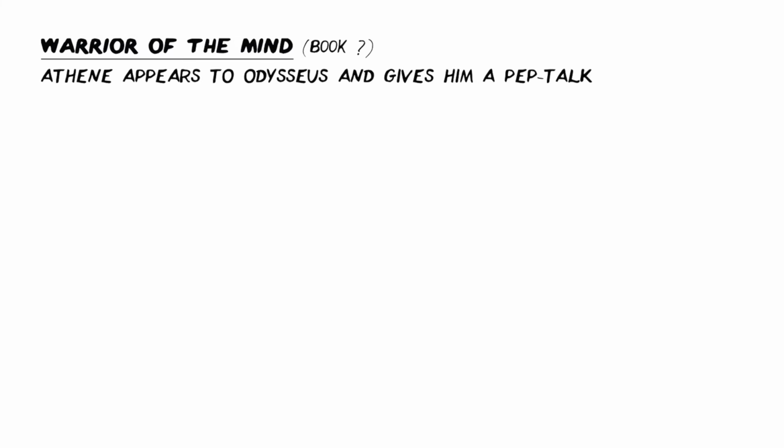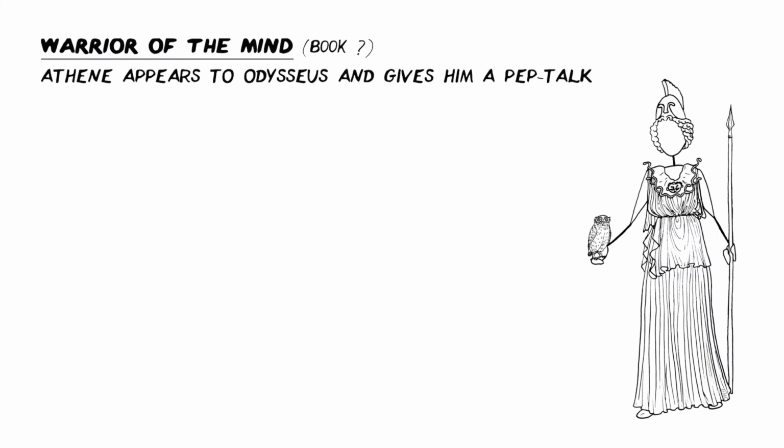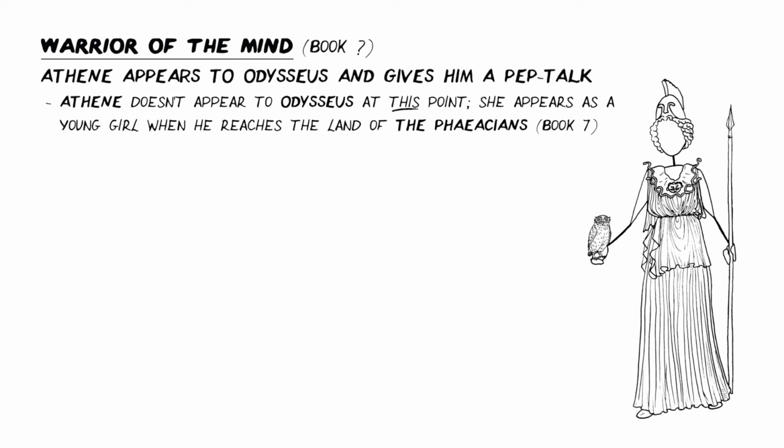Finally, Warrior of the Mind. Now, this is from book... No, it's not really in the Odyssey, right? Until later, all right? Because Athene doesn't appear to Odysseus at this point. She does appear to him as a young girl when he reaches the land of the fire. She's in book 7 prior to this.